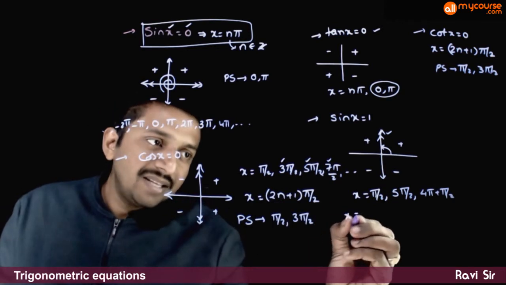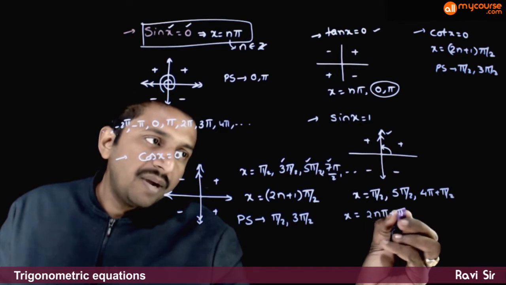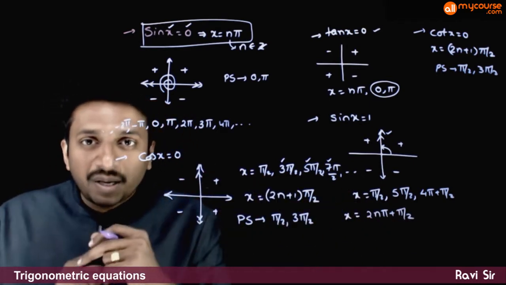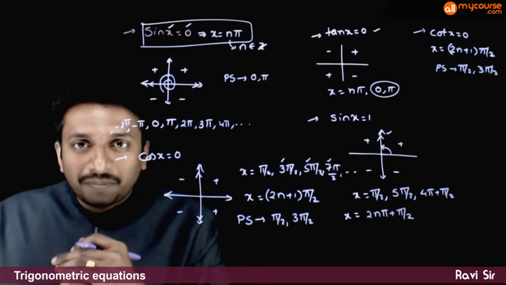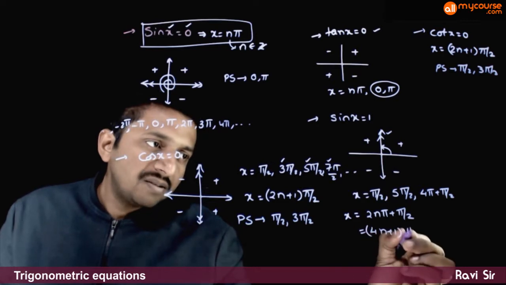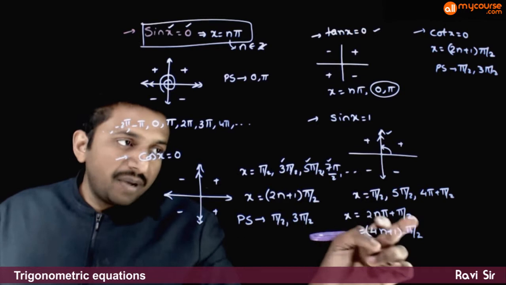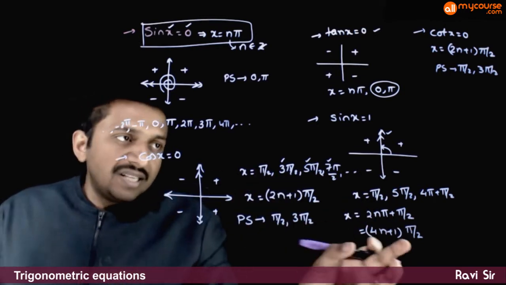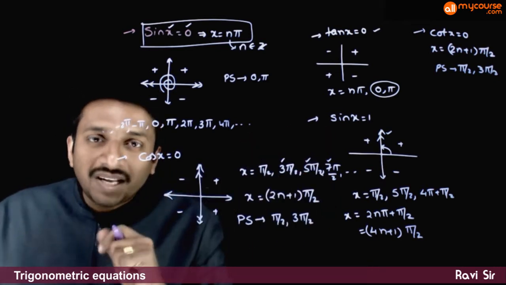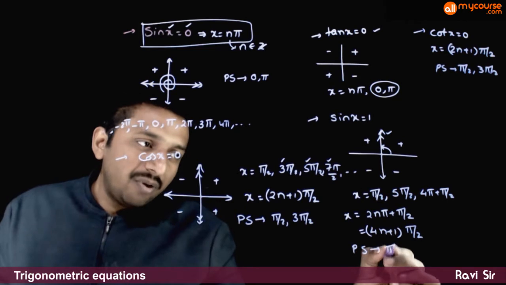So I can write x is equal to 2n pi plus pi by 2. That is pi by 2. If n is equal to 1, you have 2 pi plus pi by 2, 4 pi plus pi by 2, and so on. Or I can also write it as 4n plus 1 times pi by 2, if I take the LCM. So this is the general solution of sin x is equal to 1. And what is the principal solution of sin x is equal to 1? Principal solution is only pi by 2. You have only one of this.